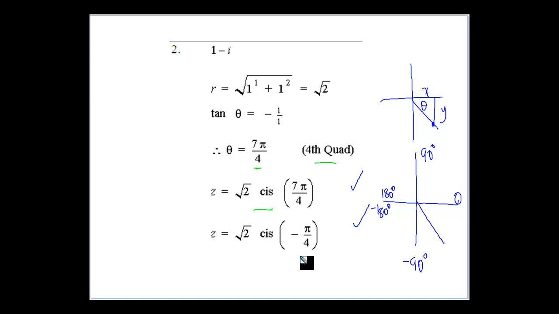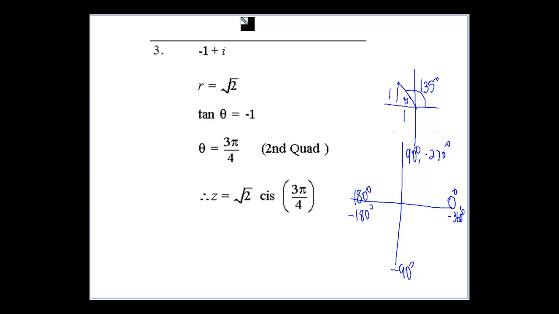But if we wanted to put it in with its principal argument, technically we'd have to write it as root 2 cis minus pi on 4. Same position: 7 pi on 4 and minus pi on 4 are in exactly the same position, just one rotation around from each other. That would be where we put in our principal argument, because it's between minus 180 and 180. So take note of that. If it doesn't say, you can put whatever angle you like, but if it wants a principal argument, it's got to be between negative 180 and 180.